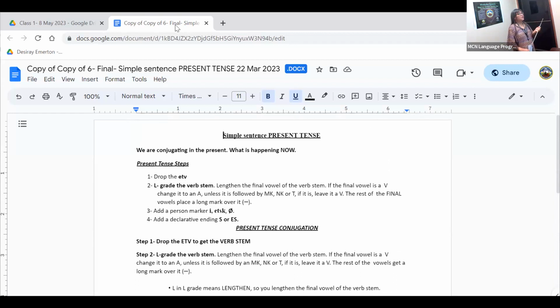All right, so we're conjugating in the present tense, what's happening now. First, you drop the ETV, you elevate the verb stem, you lengthen the final vowel of this verb stem. If the final vowel is a V, change it to an A unless it's followed by MK, NK, or T. If it is, leave a V. The rest of the final vowels get a long mark over it.